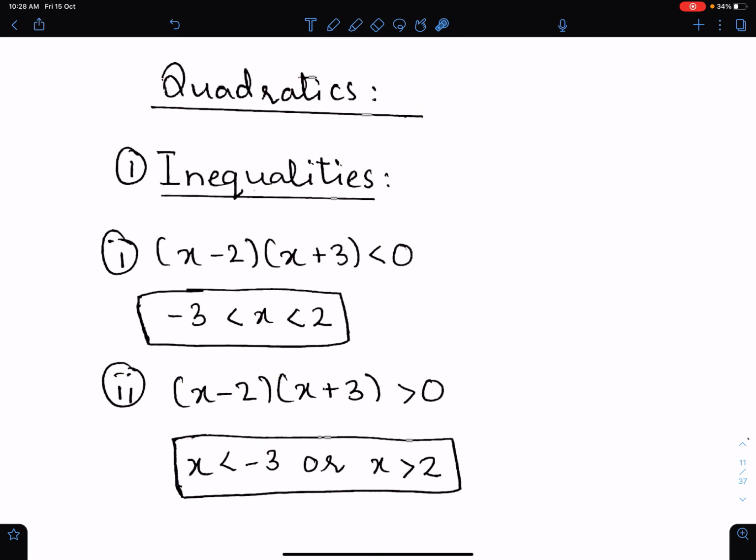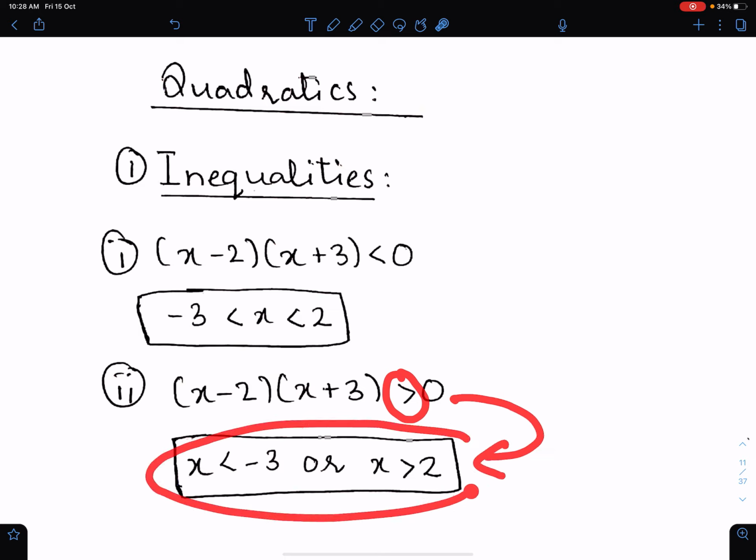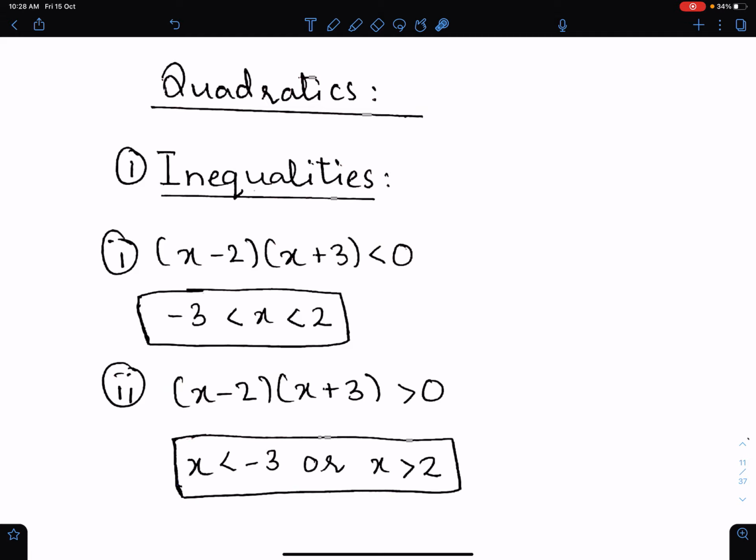And whenever we have greater sign, then always state your answer in this way or this way. This is the smaller value and this is the larger value. So make sure you write your solutions in the right way according to the given sign of inequality.